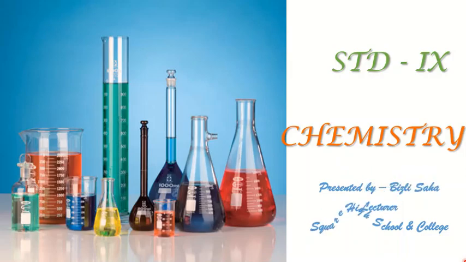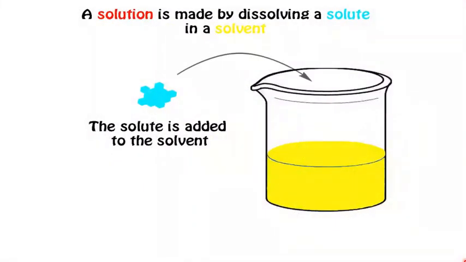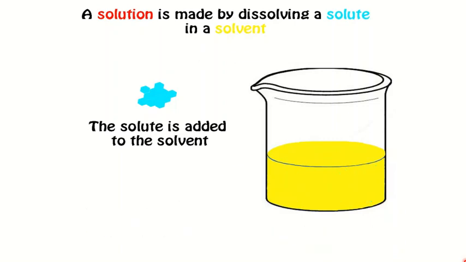Dear students, in the last two classes, we learned about mole. In this class, we will discuss molar solution. You know, a solution is made by dissolving a solute into a solvent. That means two things are needed to make a solution: solute and solvent.